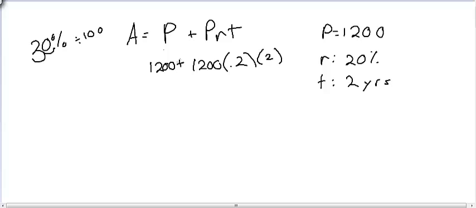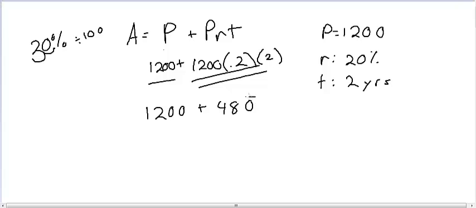So again, in the first part of this expression, I'm just putting in my principal as was given to me. In the second part, I'm figuring out the interest on that investment. Just the interest. So when I multiply the numbers out, I'll end up with 1,200 plus 480.